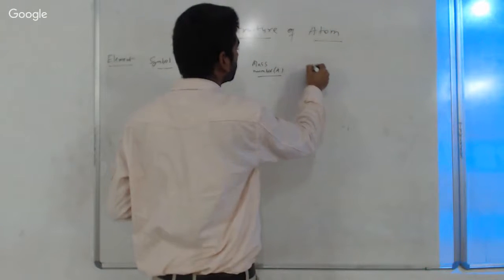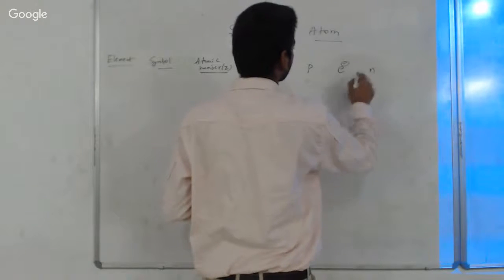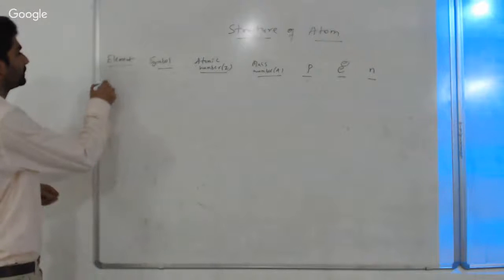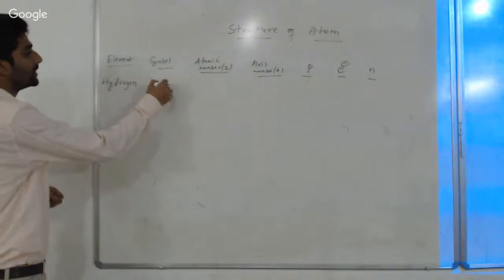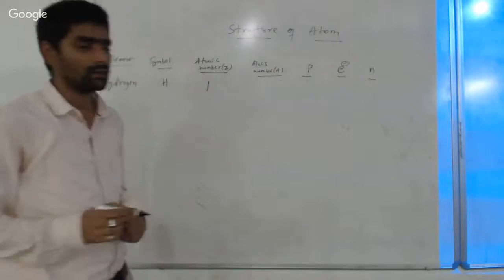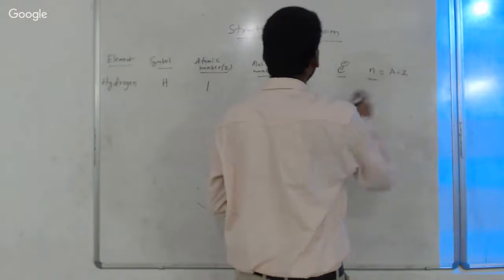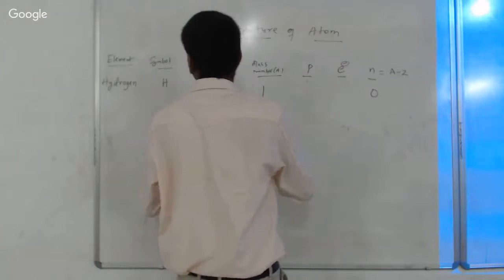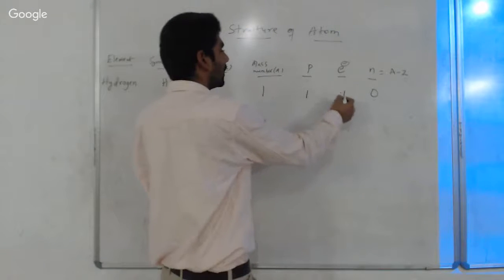Number of protons, electrons, neutrons. Element hydrogen. Symbol is H. Atomic number 1. Mass number 1. The neutron number is equal to A minus Z. So A is 1, Z is 1. So neutrons 0. The atomic number is nothing but the number of protons or electrons present in an atom. So 1, 1.